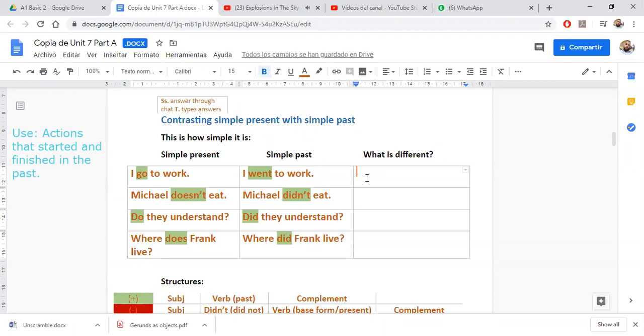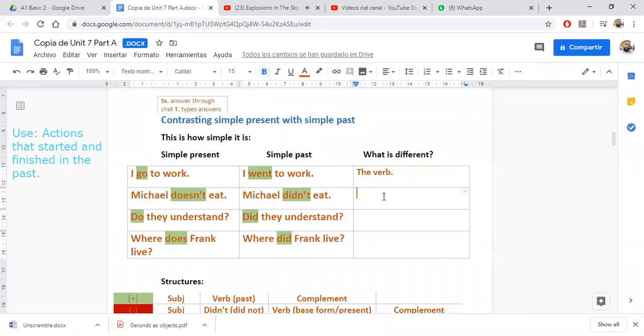In those two sentences, what is the difference? The verb. The verb is the difference. If you notice, the verb in the simple present is in the basic form, in the base form, and in the simple past, the verb is in the past form. Okay? So go, went.